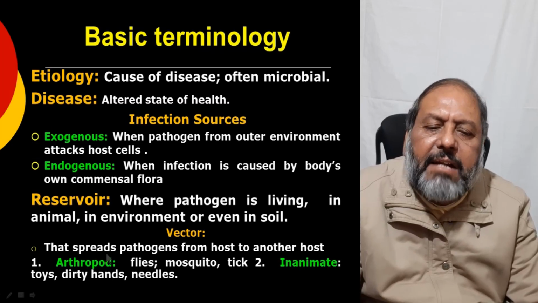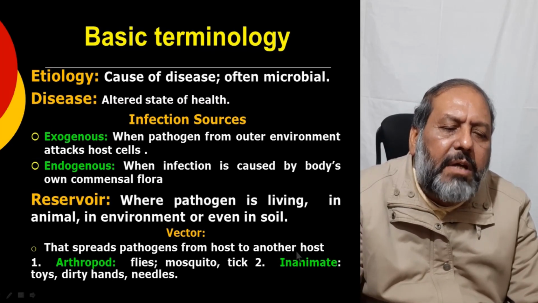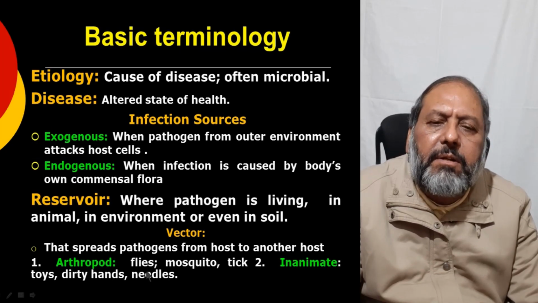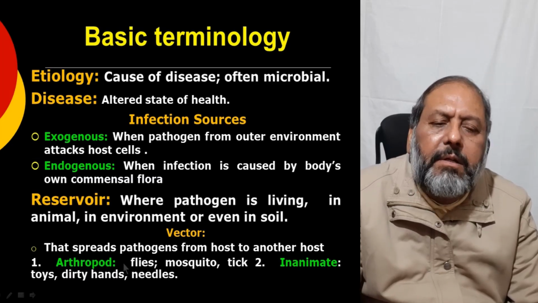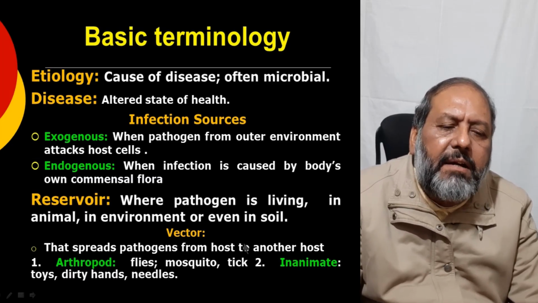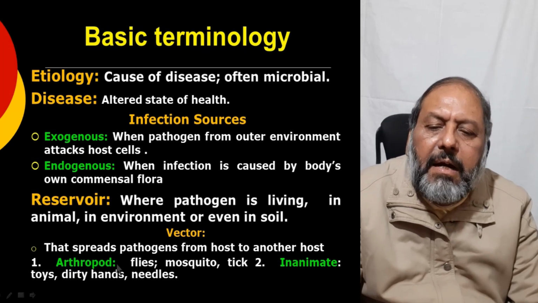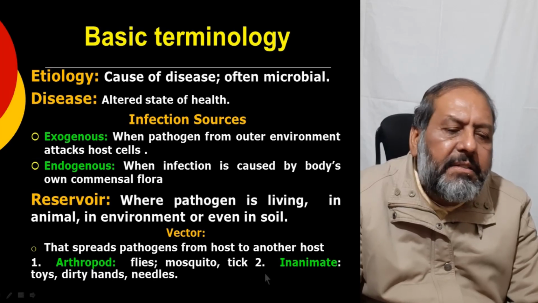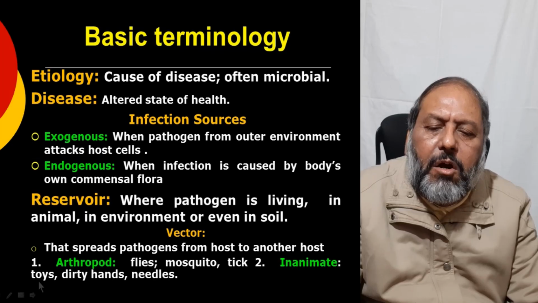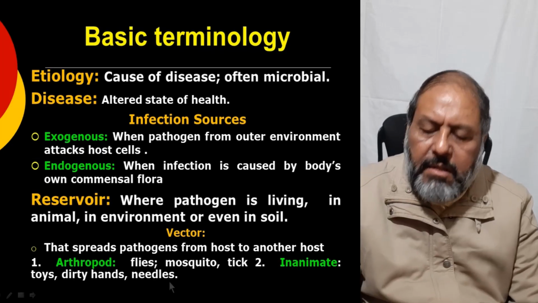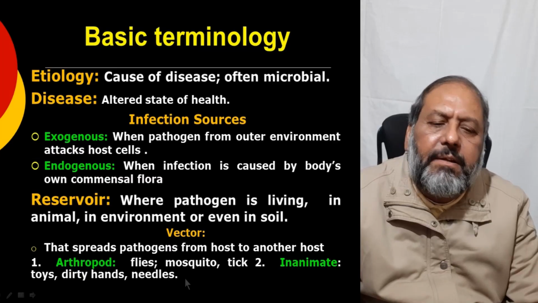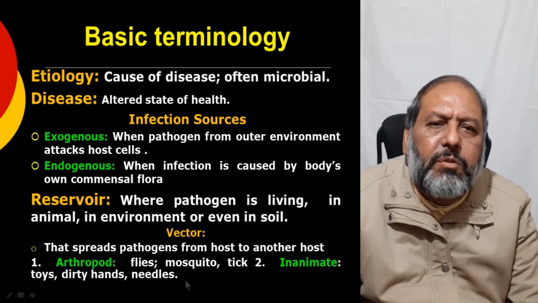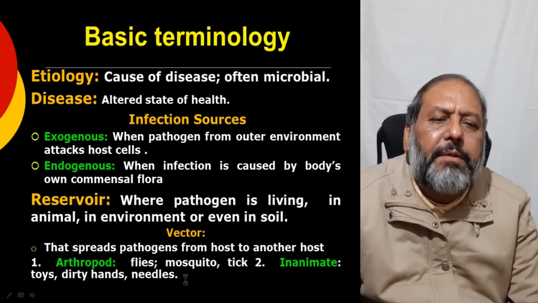The vector spreads the pathogen from one host to another host, so pathogens can be sent from one place to another via these vectors. These are the arthropods, like flies, mosquitoes, ticks, and also inanimate things: toys, dirty hands, and needles. These are all vectors which can carry the infection from one place to another and cause problems from one host to the other.